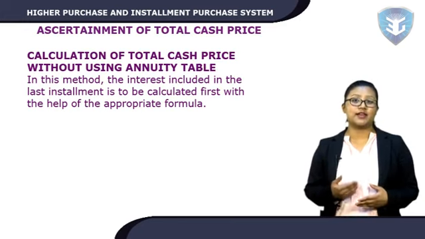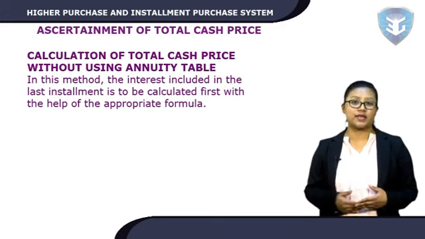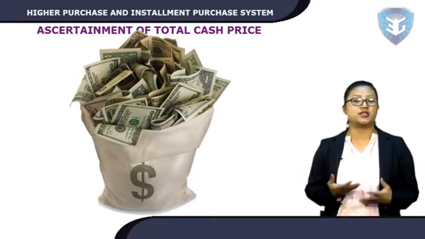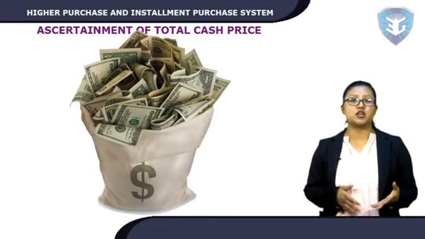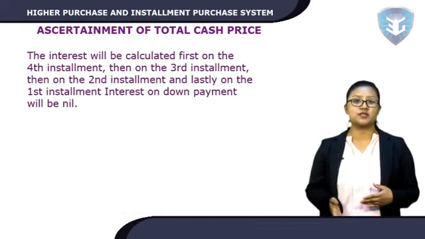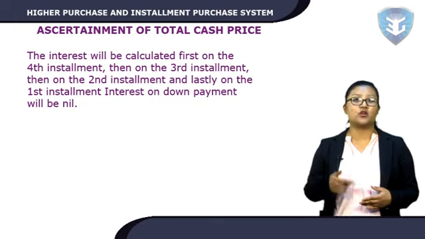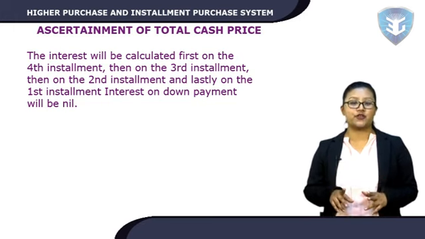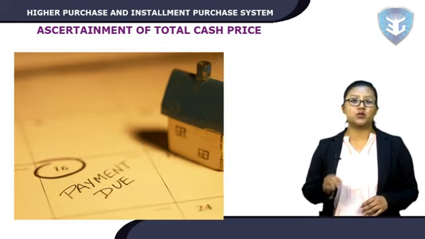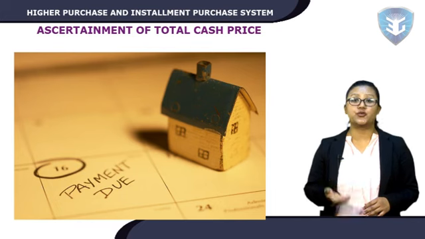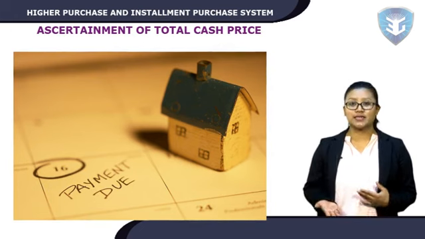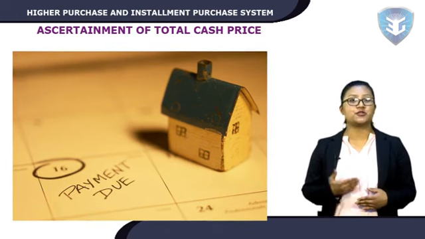In this method, the interest included in the last installment is to be calculated first with the help of the appropriate formula. For example, in a hire purchase transaction, apart from down payment, 4 other installments are payable. The interest will be calculated first on the 4th installment, then on the 3rd installment, then on the 2nd installment, and lastly on the 1st installment. Interest on down payment will be nil. In this connection, it should be noted that the amount of interest will go on increasing from the 4th installment to the 3rd installment, from the 3rd installment to the 2nd installment, and from the 2nd installment to the 1st installment.